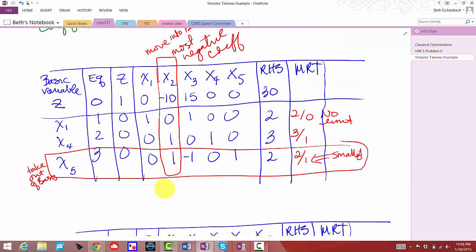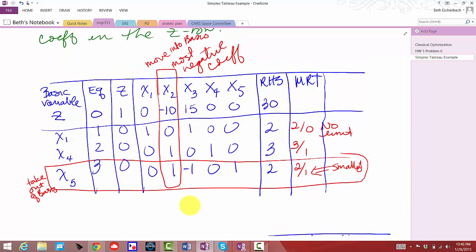So we look at the Z row, we look at the coefficients there, and we pick the one that's the most negative, and that's negative 10. So that's under x2. So this x2 is going to be coming into our basis.